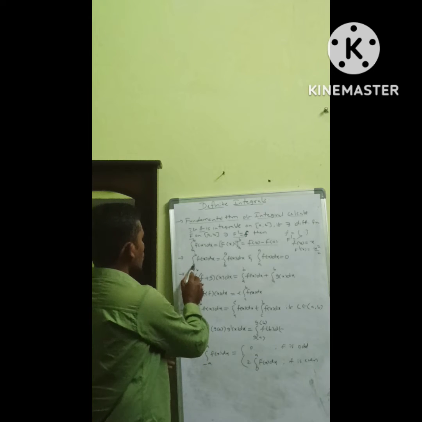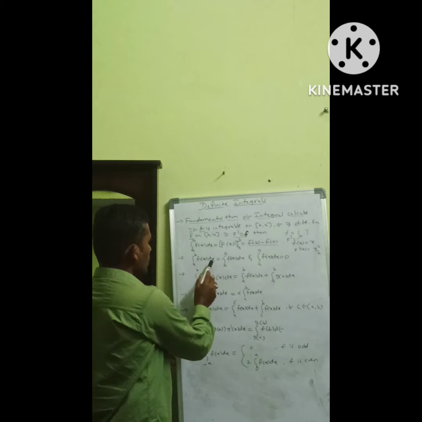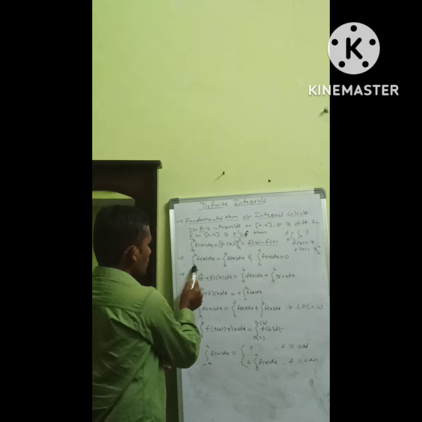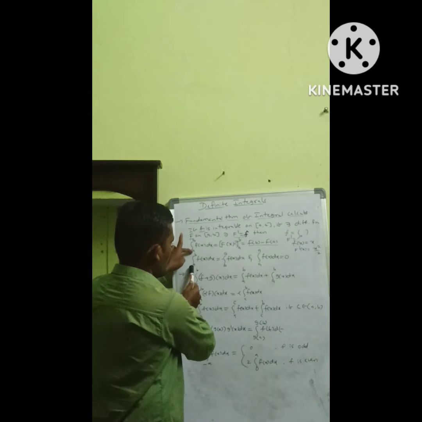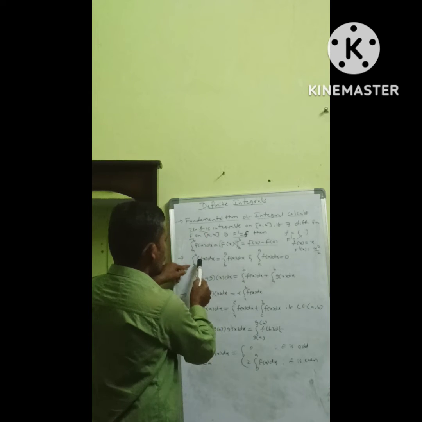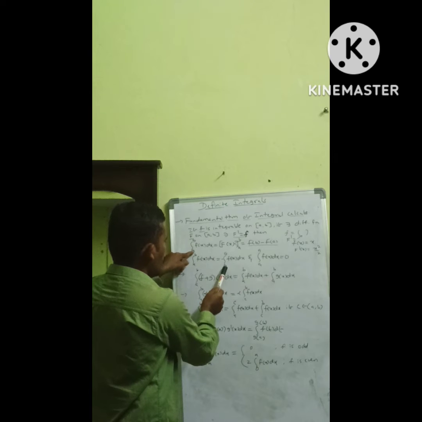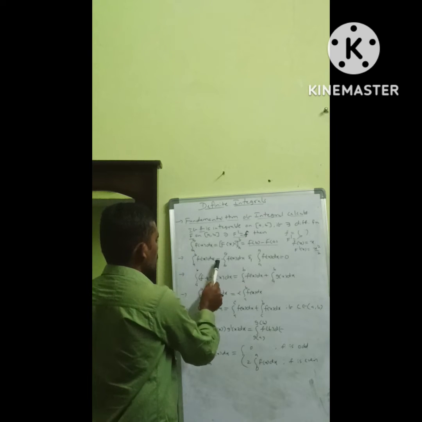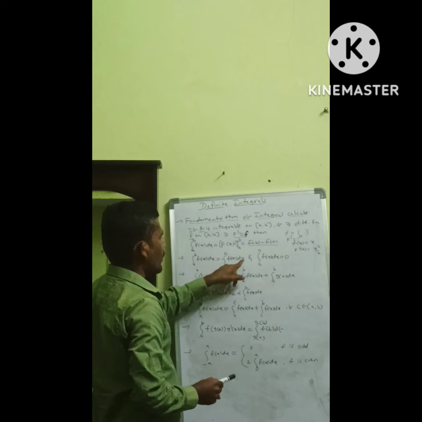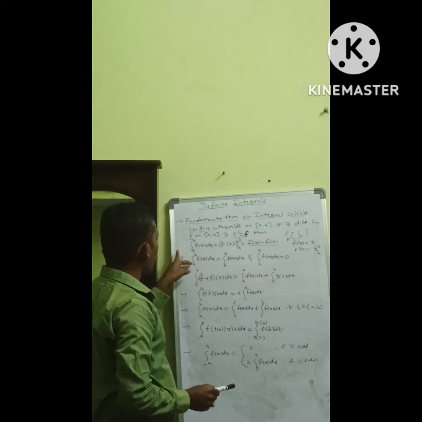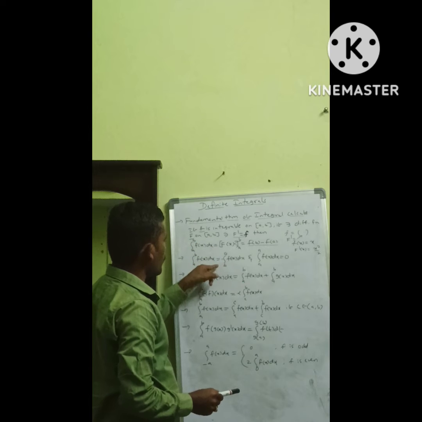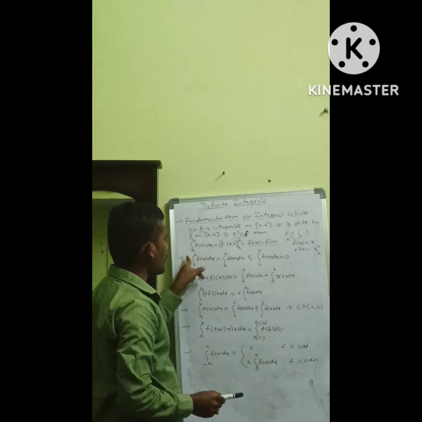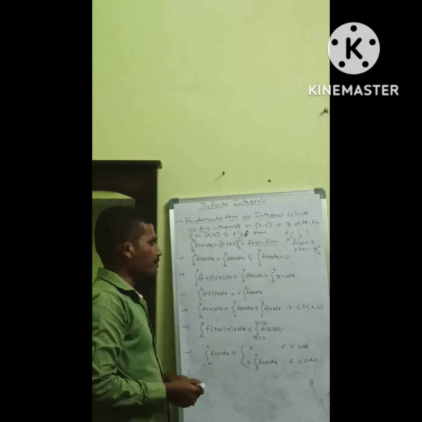Integration a to b f of x, here a is the lower limit and b is the upper limit. When I interchange these, so the upper becomes the lower and the lower becomes the upper, then the integration is nothing but minus the integration of f of x dx. So when the upper and lower limits are interchanged, the sign changes, plus becomes minus and minus becomes plus.